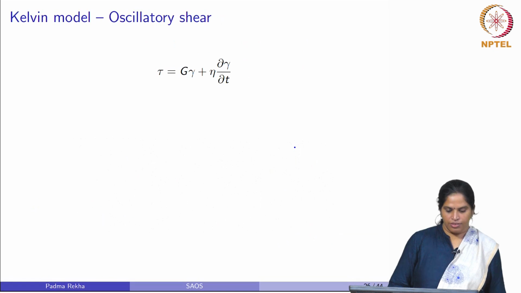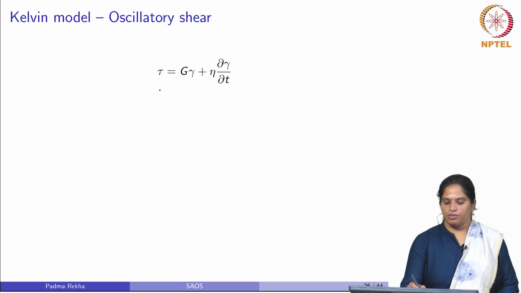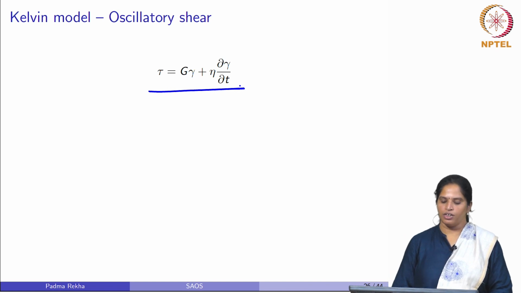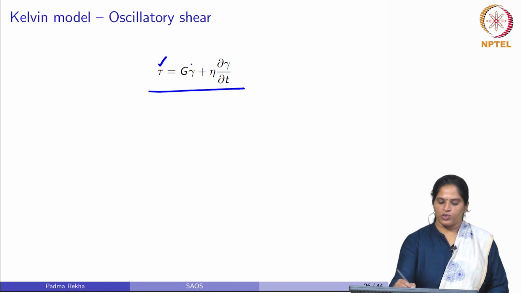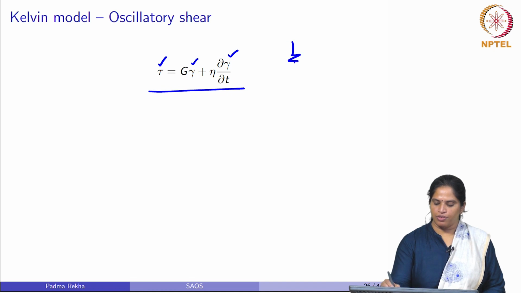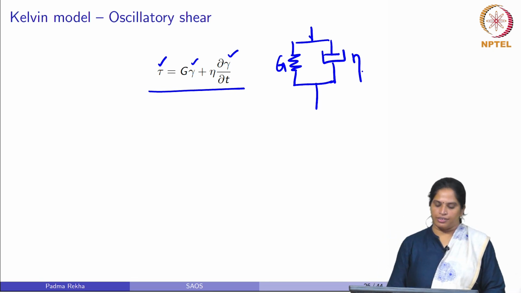So, next is the Kelvin model. We have a differential form of the constitutive relation here for a Kelvin model. So, tau depends on strain and strain rate. The Kelvin model can be physically viewed as a spring connected to a dashpot, with a constant spring constant G and a dashpot constant eta.